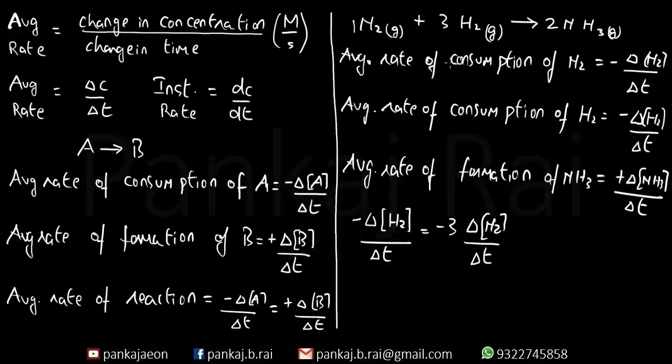And similarly, if I compare the rates of N2 and NH3, I can see that for every one molecule of N2 consumed, we are getting 2 molecules of NH3 produced or formed.